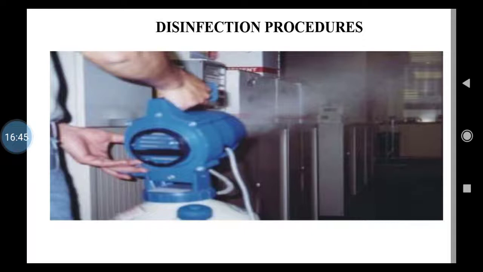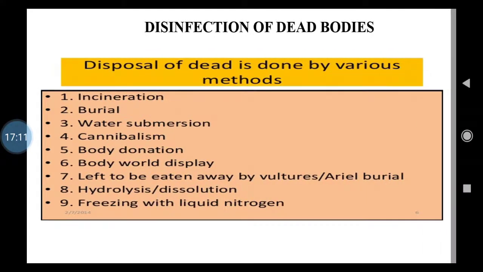So this is how you can see in this slide how fumigation is carried out. It can be carried out for the operation theater, and also for general rooms wherever minor operations are carried out, so fumigation is done. Now in disinfection procedures, the last one is disinfection of dead bodies.